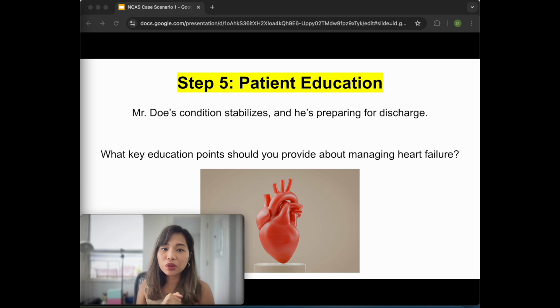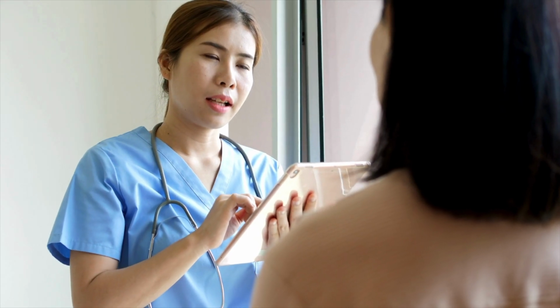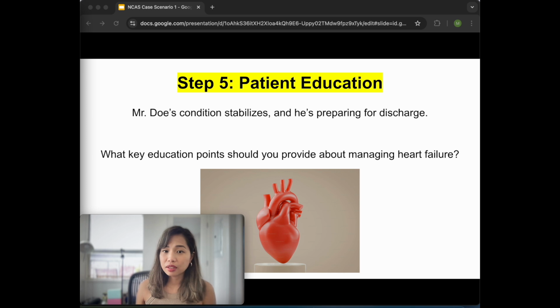So Mr. Doe, because you gave the medication, you gave the oxygenation, now the patient is getting better. The heart is pumping better, right? There's less fluid in the lungs, and now the patient is preparing for discharge. So yay, that's what we want for this patient. Now, as the primary nurse, you need to provide patient education before the patient gets discharged.